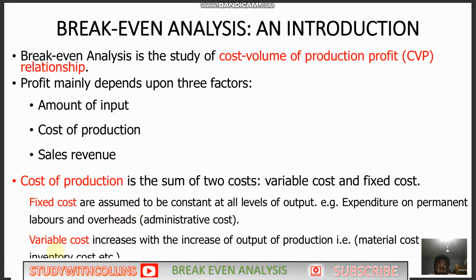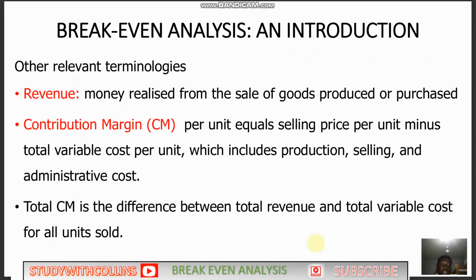We move on to variable cost. So what is variable cost? It's the opposite of fixed cost. Variable costs increase when the volume of production increases. Variable costs increase with the increase of output of production. If you want to produce more, you would have to buy more materials. Simple as that. We move on to other relevant terminologies.